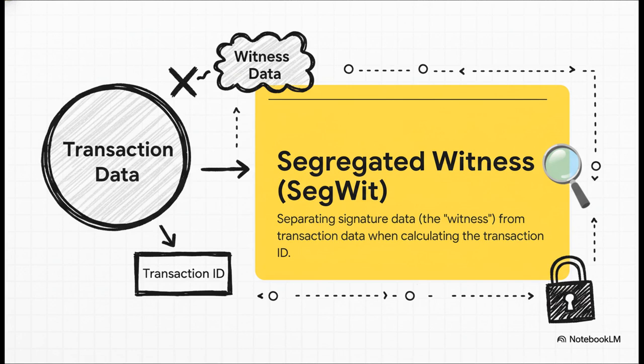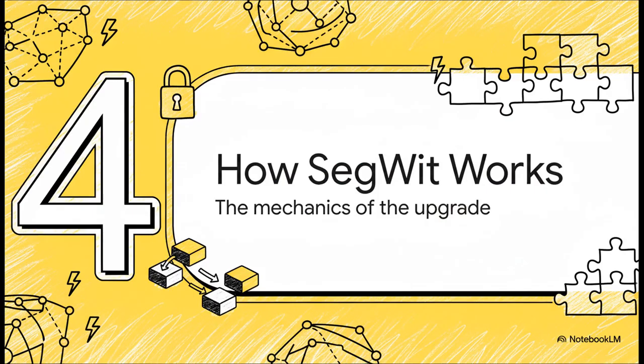It segregates, or separates, the signature data. That signature data is called the witness because it witnesses the authorization to spend the money. By moving this witness data into a totally separate part of the transaction, the core data becomes unchangeable, and so does its ID. So the idea is awesome, right?